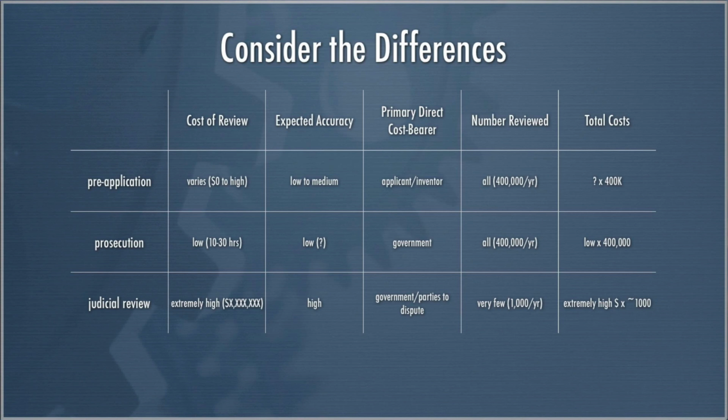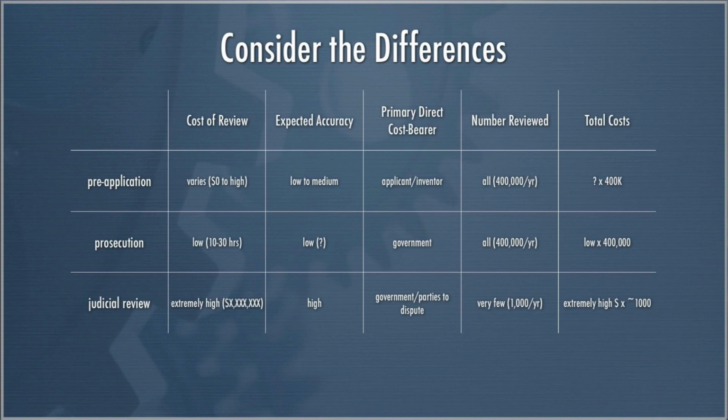All patents get some sort of pre-application review. I'm going to just assume that people don't file patent applications without at least some level of analysis as to whether the thing is patentable or not. And so, that's right now about 400,000 applications a year. What are the costs? However much it costs times 400,000. So it could be significant.